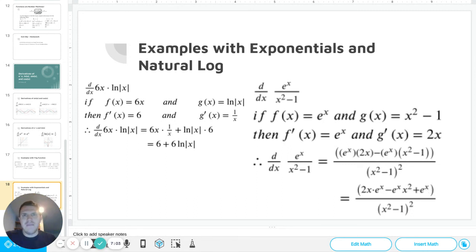That numerator is a big mess, but unfortunately we really can't simplify it unless you want to factor out an e to the x, and we're left with x squared minus 1 in the denominator. Okay.